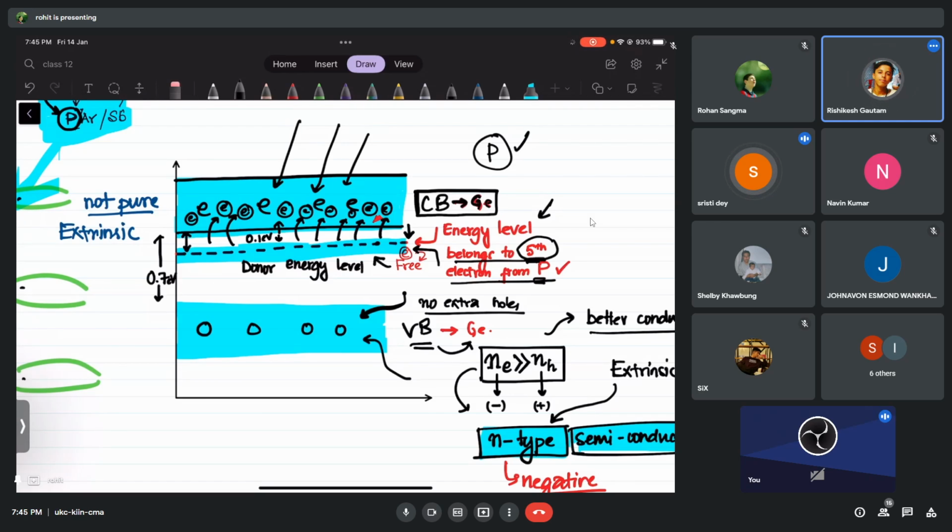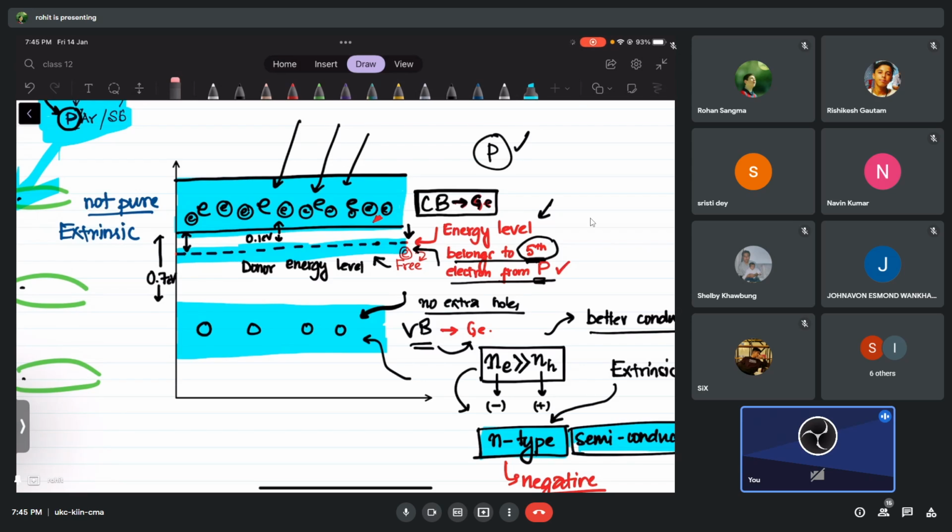Where is this donor energy level present? Below the conduction band. Just below. We call it below or just below? Just below. Just below what? Conduction band. Very good. Don't just say conduction band. You have to say the conduction band of germanium. It is just below the conduction band of germanium.